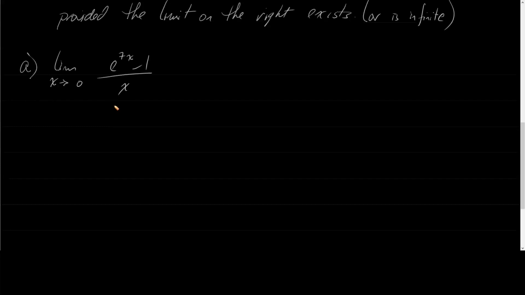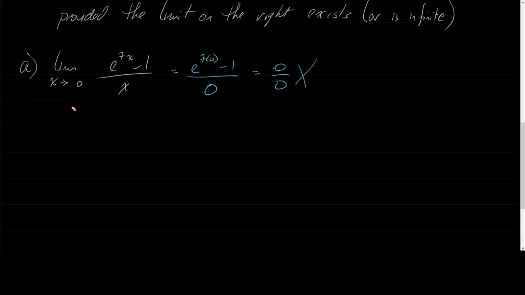When we take the limit as x goes to 0, what we normally say here is plug in the 0, so I have e to the 7 times 0 minus 1 over 0. Well, that produces 0 over 0, right? e to the 0 is 1. 1 minus 1 is 0. And we don't like that. We have 0 over 0. That's indeterminate. So what can we do?